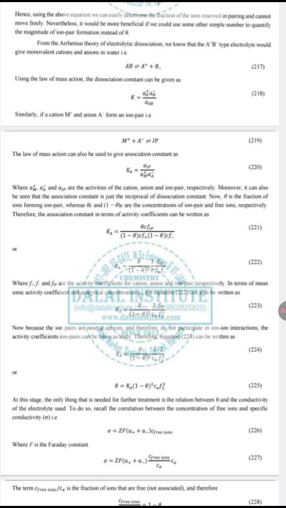Hence, using the above equation, we can easily determine the fraction of ions reserved in pairing and cannot move freely. Nevertheless, it would be more beneficial if we could use some simple number to quantify the magnitude of ion pair formation instead of theta.